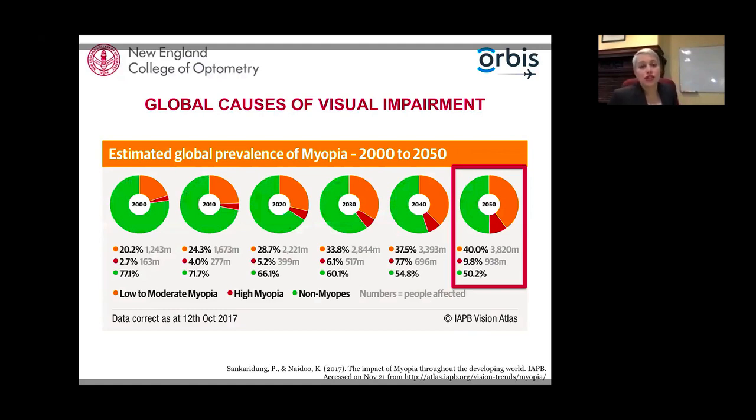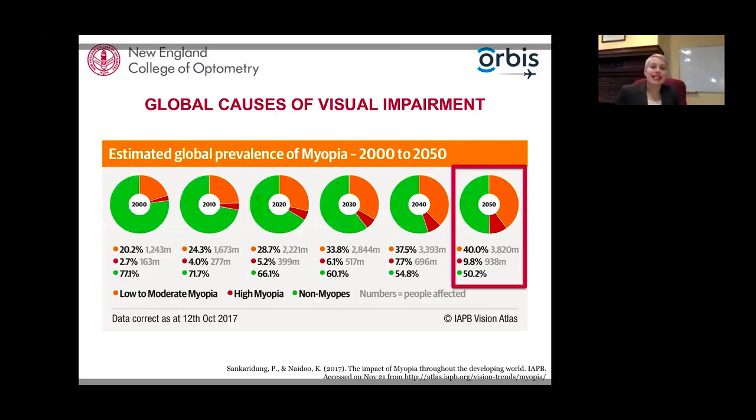So that's a huge concern regarding the health risks associated with myopia. As that high myopia increases, we have higher risks of myopic degeneration, retinal detachment, cataract, or open-angle glaucoma. These estimates come from Professor Brian Holden and his group.